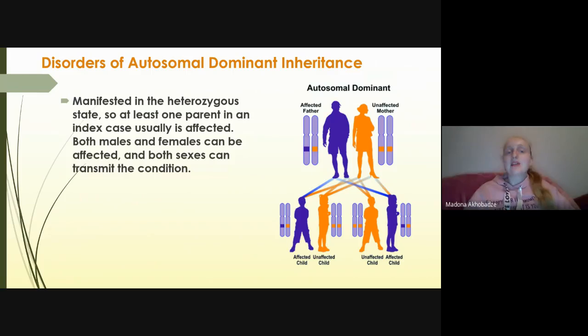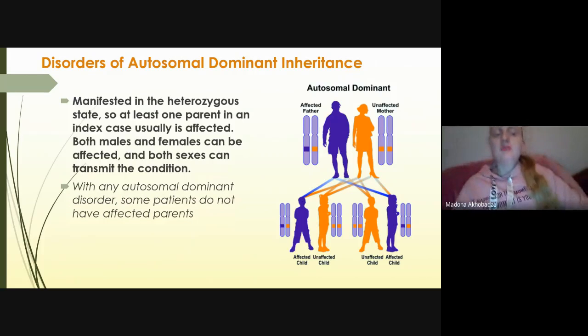So at least one parent in an index case usually is affected, and both males and females can be affected. So there's no gender difference when we're talking about autosomal dominant disease. Both sexes are able to transmit the condition to their offspring. As you can see, in this case the father is a carrier, the mother is healthy, but still 50% of the offspring are diseased because they got the disease allele from the father. 50% are healthy, 50% are diseased.